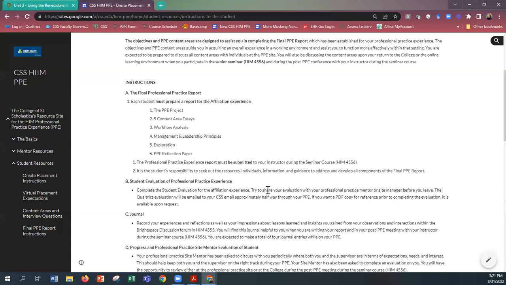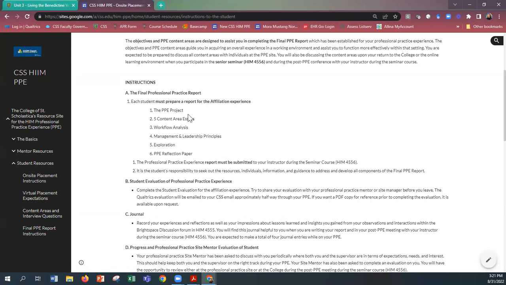The report needs to have 5 sections, and I'll explain what that means. There's 6 listed here, but I only want 5 of them. Let's see. What else do I want to say about this at this time? Because I'm gonna do a whole lecture on the final PPE report, and so I don't want to give you too much information right now, but I also don't want it to intimidate you either, okay? So the required sections are there's one on the PPE project.